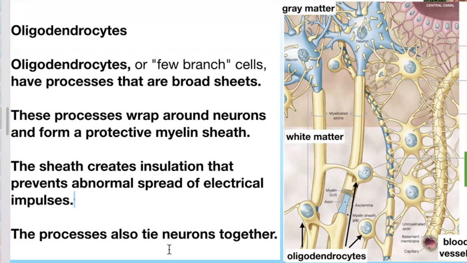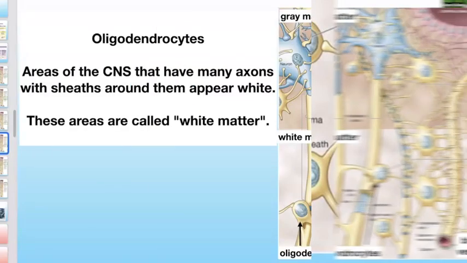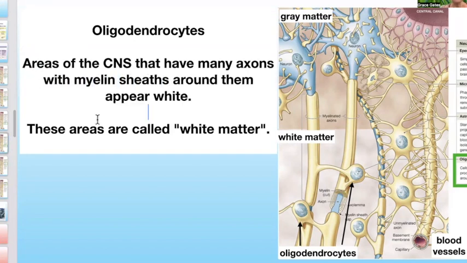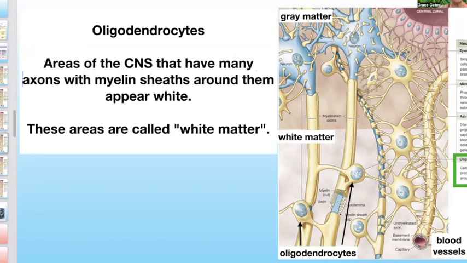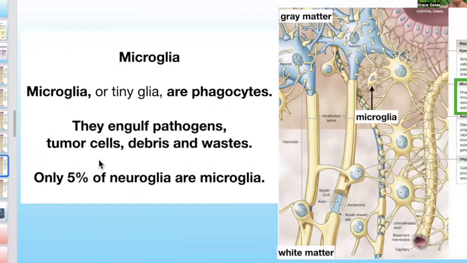These processes that come off of the oligodendrocytes also tie neurons together. If you look in the picture, you'll see that the processes are on more than one axon of more than one neuron. Areas of the central nervous system that have many axons with myelin sheaths around them appear white. This part of the brain or spinal cord is called white matter due to the white appearance of the myelin sheaths.